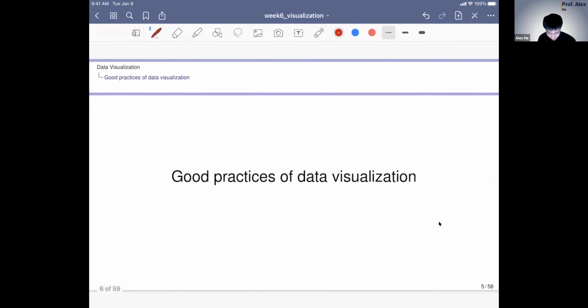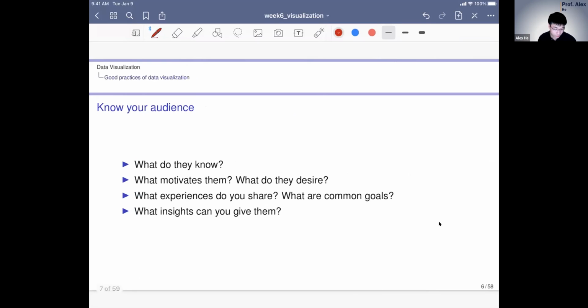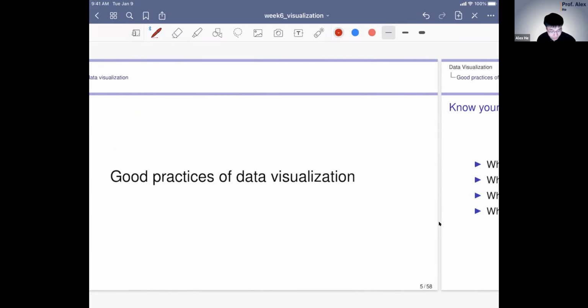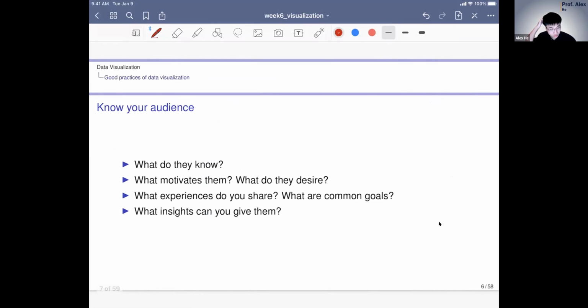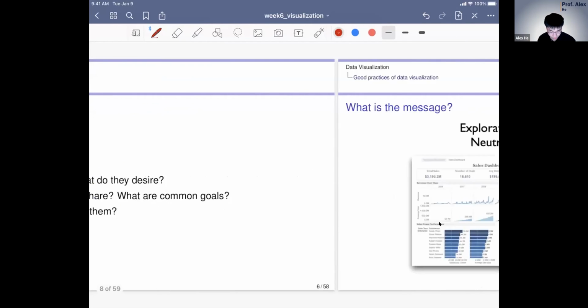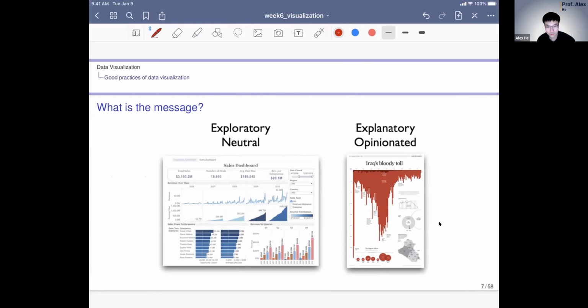So I want to first just talk about what are the good practices of data visualization, and then give you an overview of what kind of data visualizations there are. So the first thing about data visualization is regarding the communication part, the first part. When you're using figures to communicate some ideas, you should know your audience, what they know and what they are interested in. And these figures that you have should be fit to their needs.